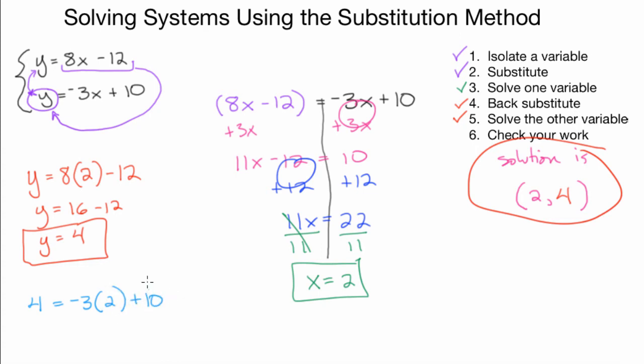If it works for this other equation, then we've shown it works for both equations, and we've shown it's a solution. So, all right, negative 3 times 2 is negative 6, and negative 6 plus 10, it does equal 4. So we get 4 equals 4, so we just checked our work. I'm feeling really good about our solution here.